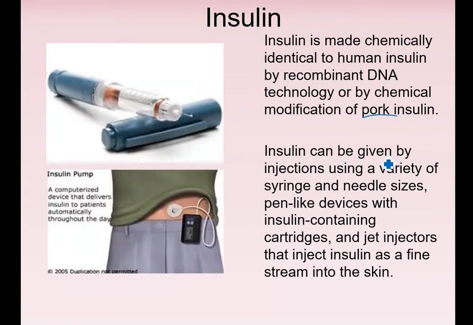Insulin can be given by injection using a variety of syringe and needle sizes. This is a pen-like device with insulin-containing cartridges, and a jet injector that injects insulin as a fine stream into the skin. This is the pen-like device, and below this picture is an insulin pump, which is a computerized device that delivers insulin to the patient automatically throughout the day.